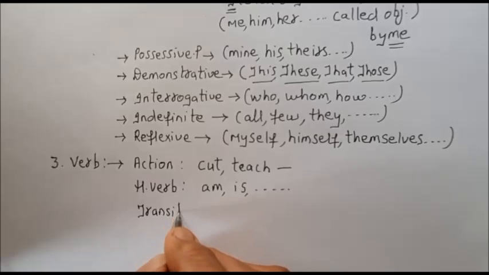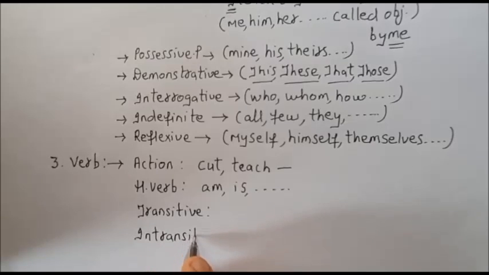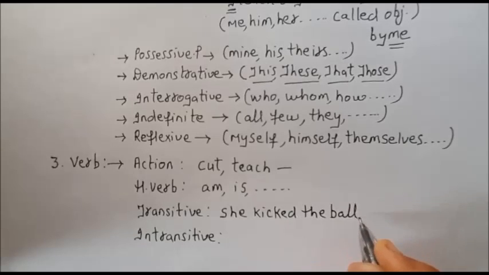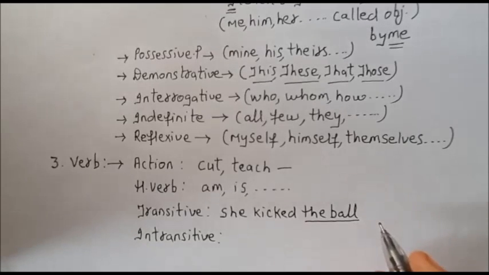And one more you can take over here is transitive verbs and intransitive verbs. Now, what do you mean by transitive? Transitive is a verb which requires an object at the end. For example, she kicked the ball. Here we require this object, right? So it becomes a transitive verb.